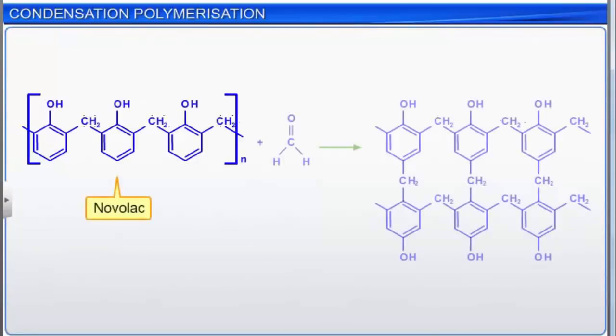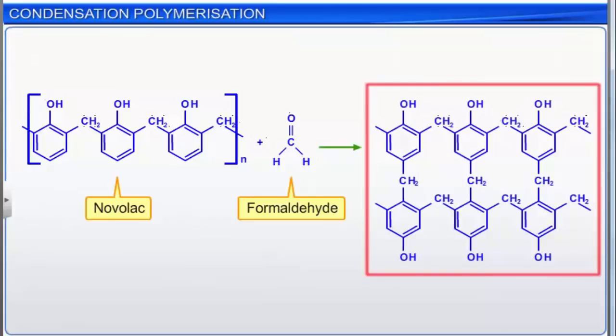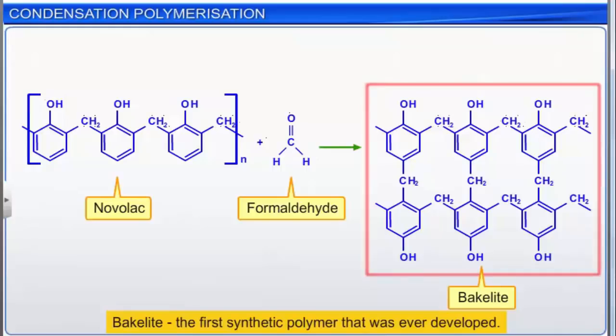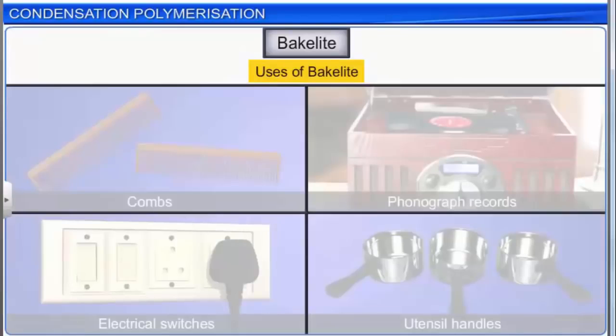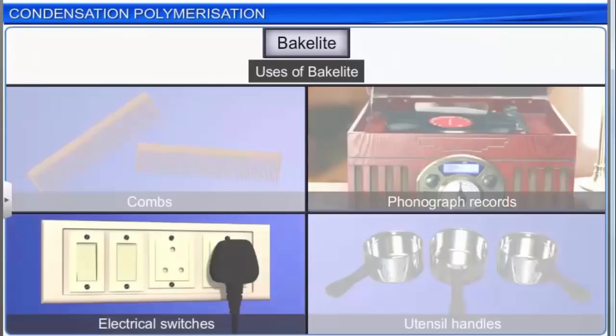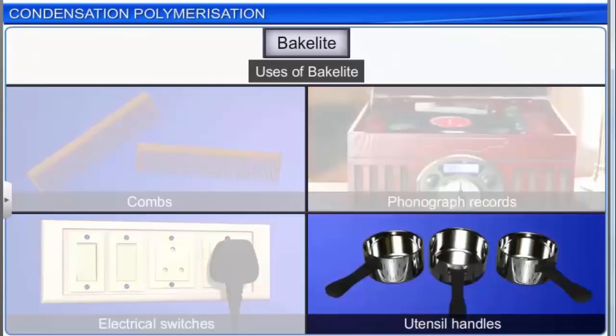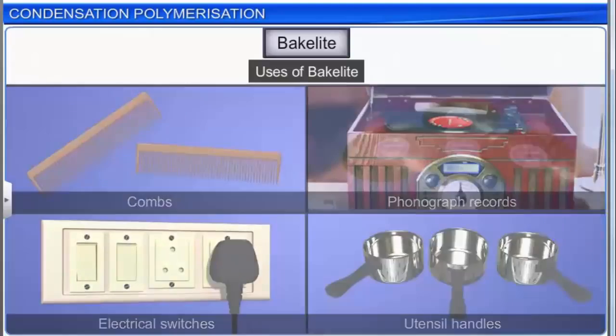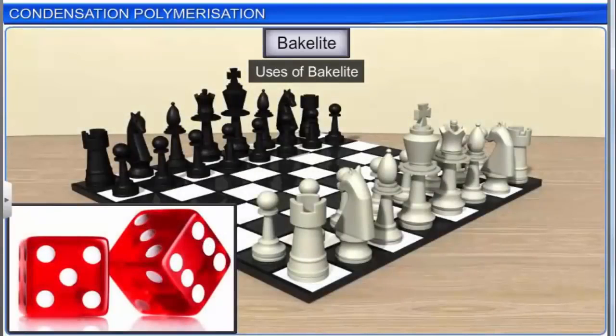When IMP is heated with formaldehyde, many cross-links between the chains develop. This cross-linked, rigid three-dimensional structure is called bakelite, the first synthetic polymer that was ever developed. Bakelite can be used to make combs, phonograph records, electrical switches, and utensil handles. Bakelite is also used as a porcelain substitute, such as in game pieces.